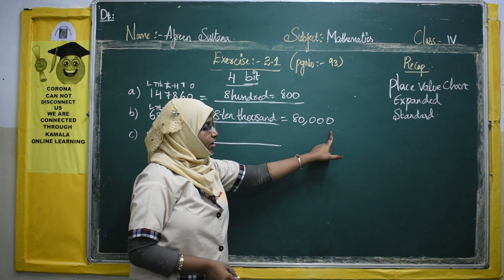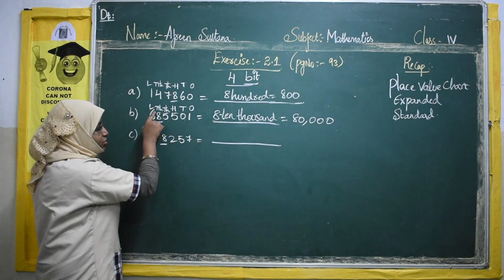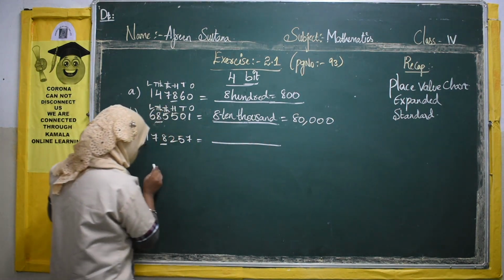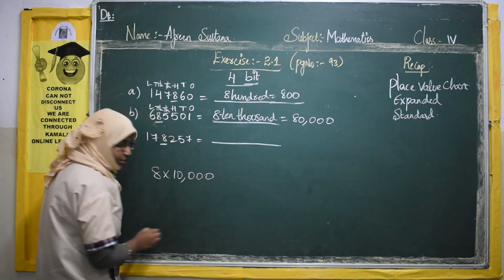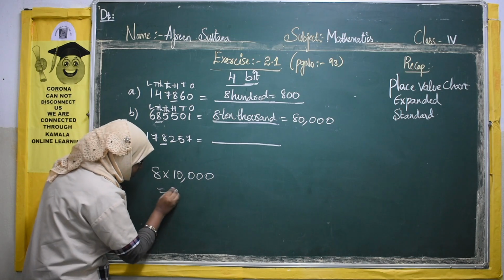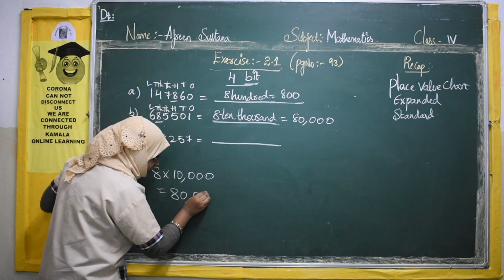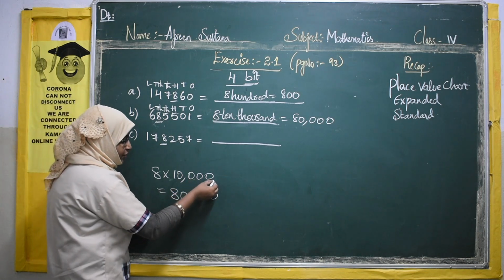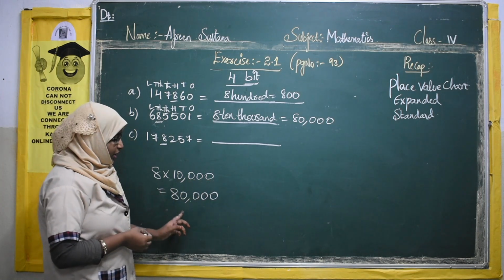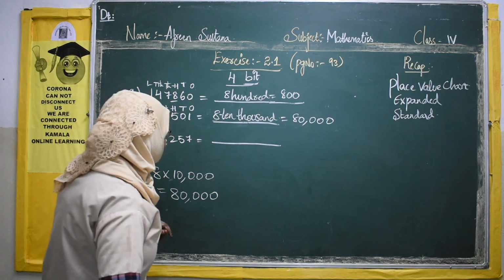So 80,000. As 8 is in 10,000's place, 8 ten-thousands is nothing but 8 into 10,000, which is 80,000. If you know one table, 8 ones are 8. How many zeros are left? 4. I am writing the rest 4. So 80,000.